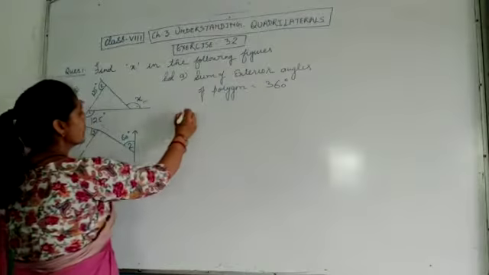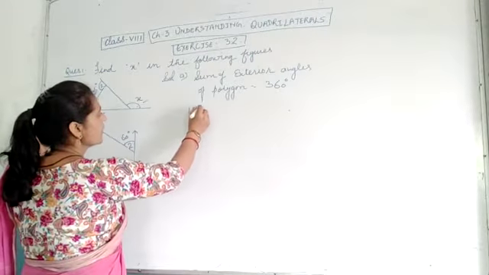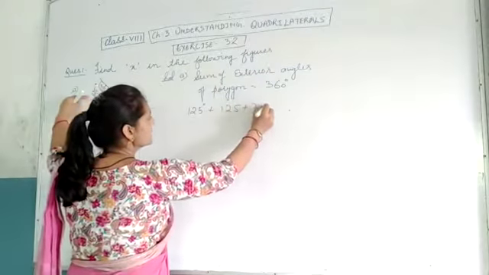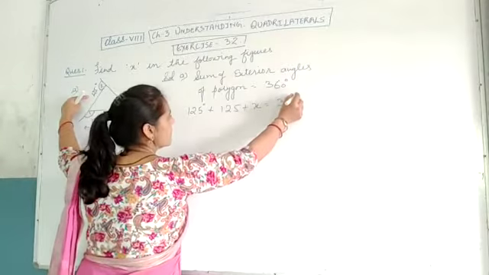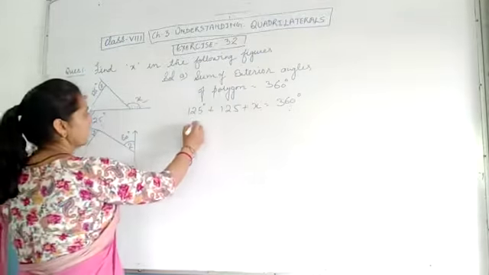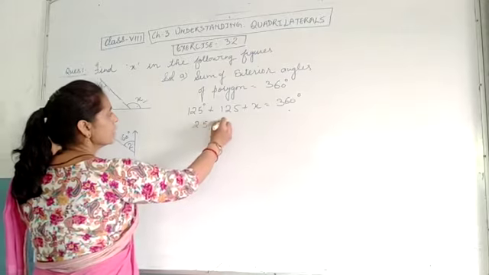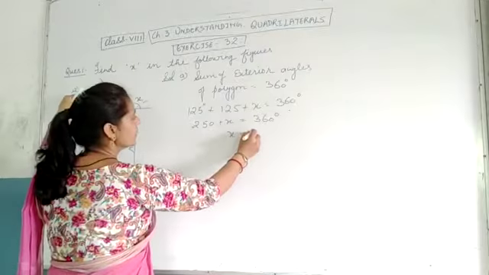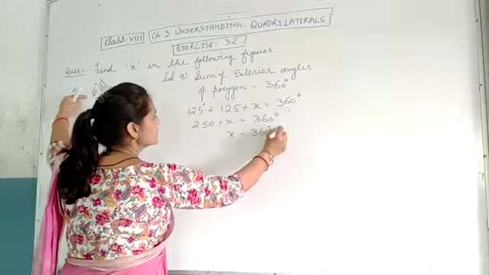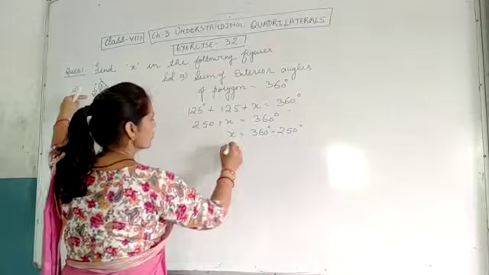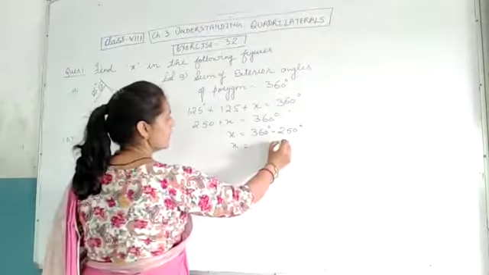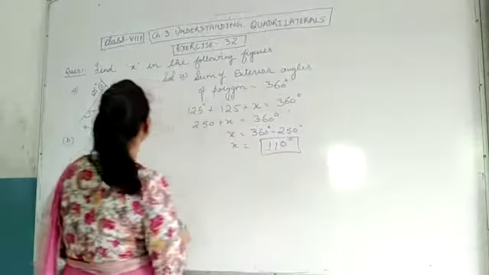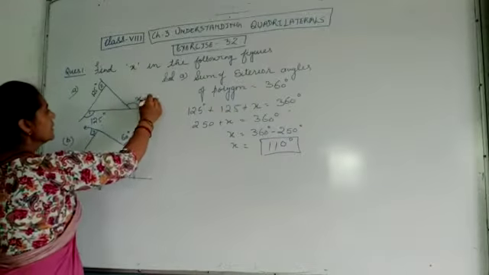So it is given, angle 1 is 125, angle 2 is 125, and angle x we have to find out. So that is 250 plus x is equal to 360. So x will be 360 minus 250. So x will be 110. This is the value of this x, that is 110.